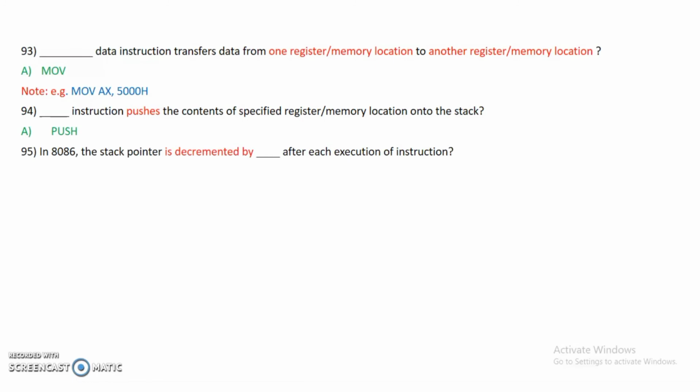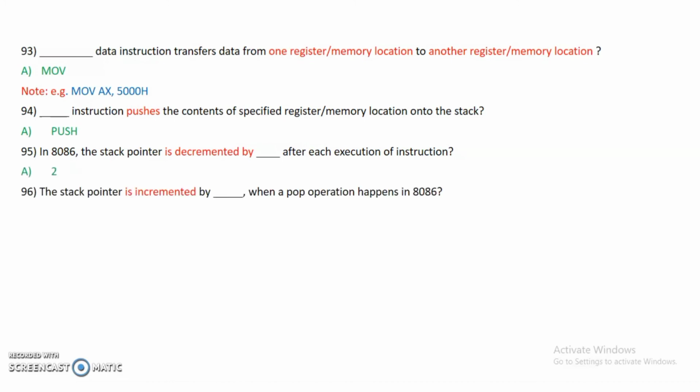Number 95. In 8086, the stack pointer is decremented by dash after each execution of an instruction. It is one of the most important bits. Whenever a push execution happens, the stack pointer will always be decremented by 2 in 8086.